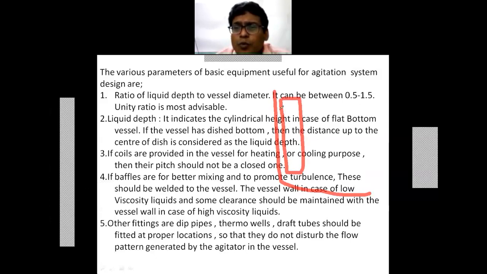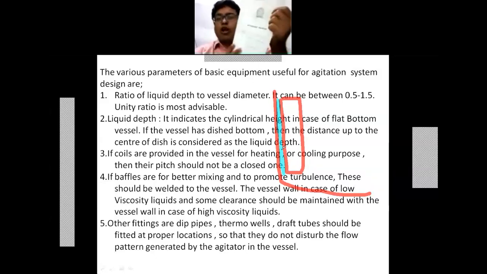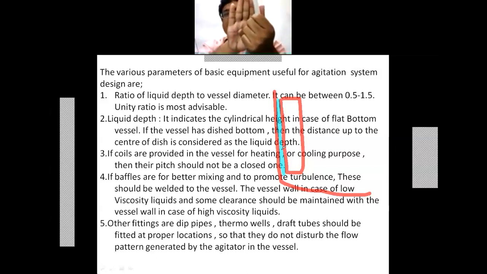Liquid can easily move between this gap so that dead spots will be avoided. Now, if it is the vessel wall, and if the baffle is attached to this site, then on this site dead spots will be developed. The fluid will not move in this case, and for that purpose these baffles are attached at a certain distance, so that the fluid will very easily pass and dead spots will not be developed.